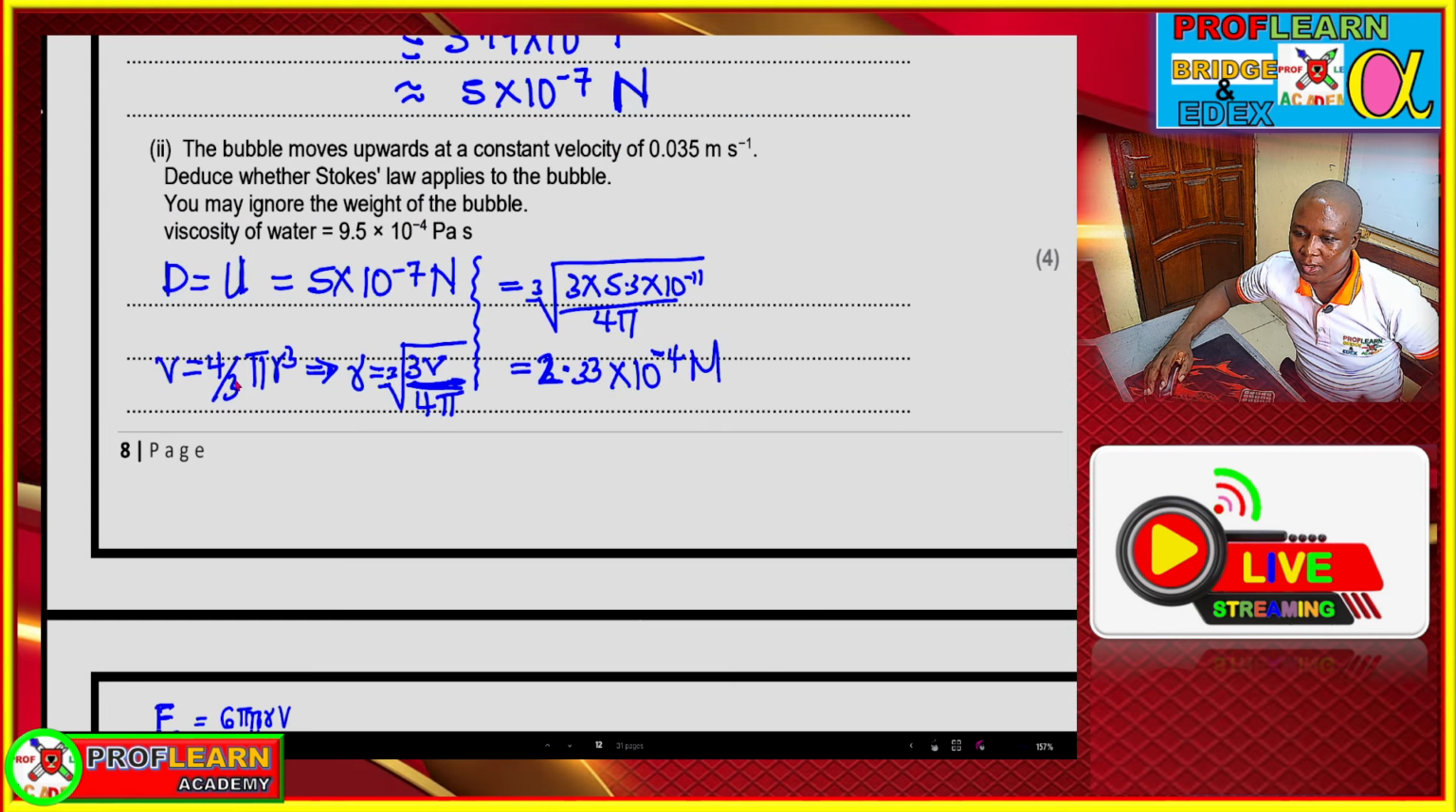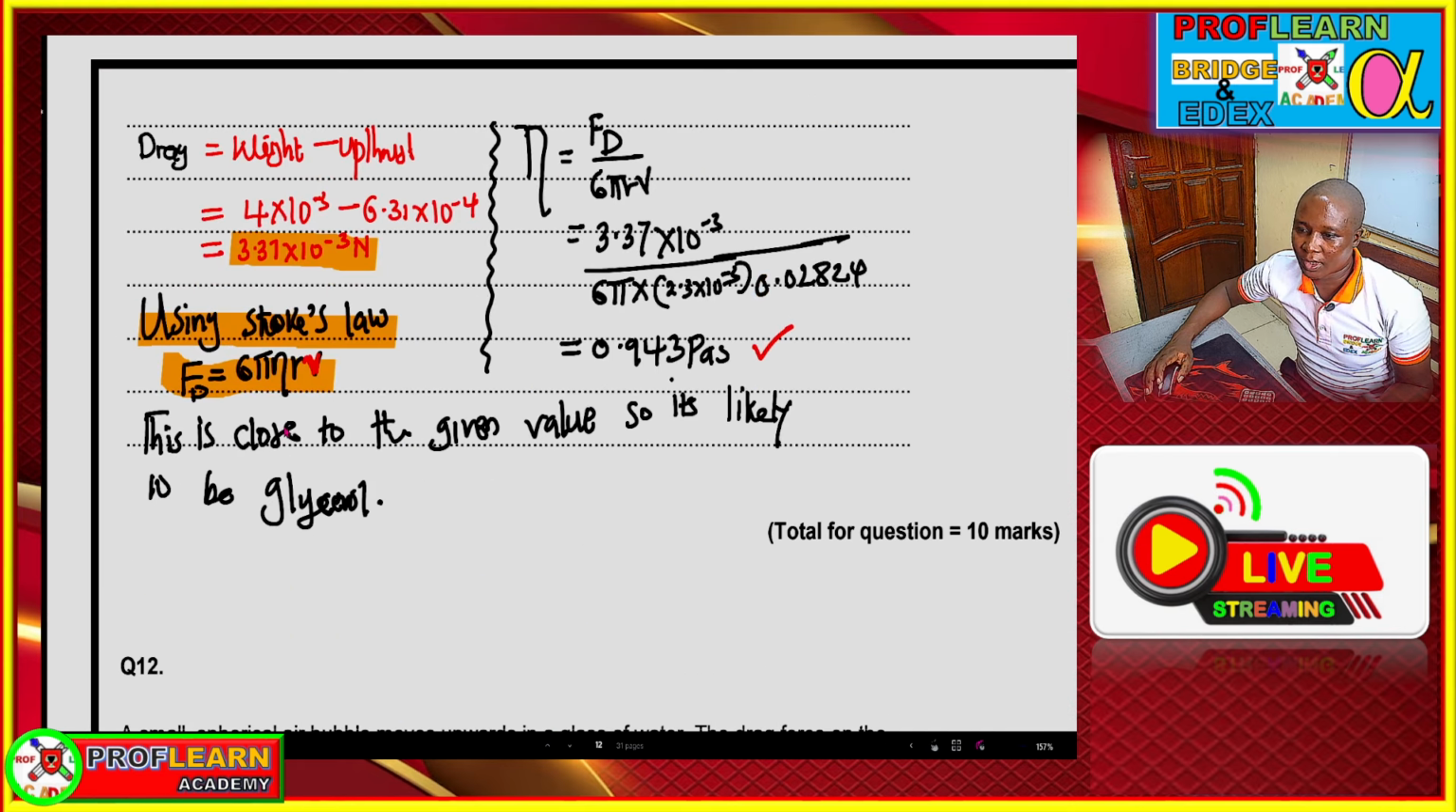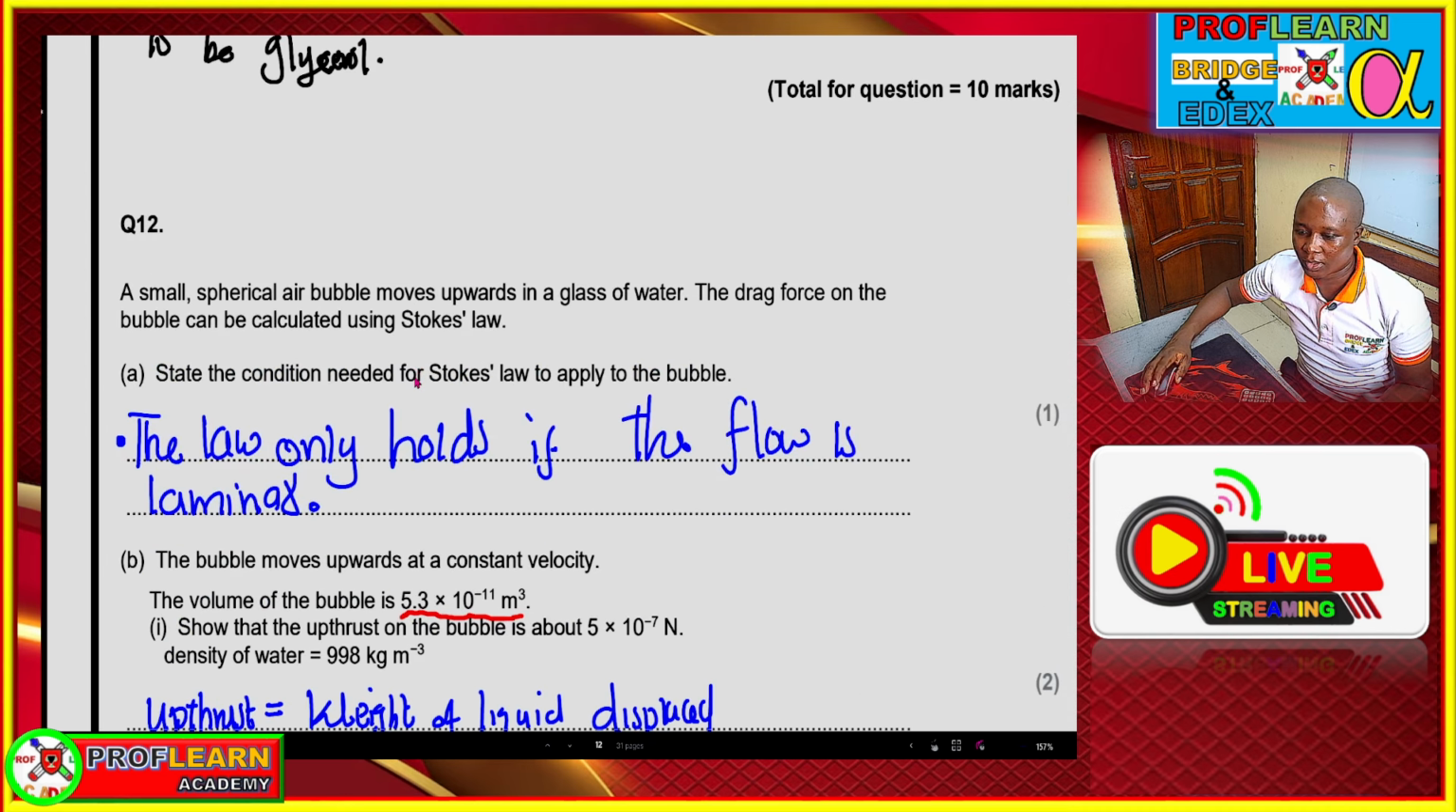Now we are going to use this value that we have here, and then we need also to find the radius. We need to find the radius because in the process of checking whether Stokes law applies, we're going to use this formula here, that drag force is equal to this. So we need the value of viscosity, we need the radius, we need the speed at which it's moving. So we are going to check using that.